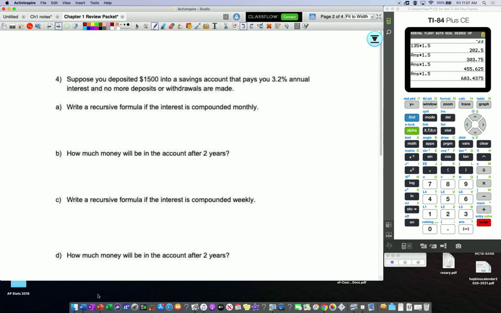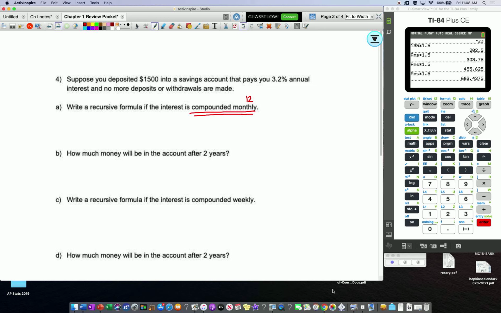Let's keep plugging away. All right, so now we're going to get into kind of the recursive stuff, and we're going to probably start using our calculator a little bit more. So number 4 here already, it says, suppose you deposit $1,500 into a savings account that pays you 3.2% annual interest and no more deposits or withdrawals are made. Write a recursive rule formula if the interest is compounded monthly. So compounded monthly means 12 times a year.